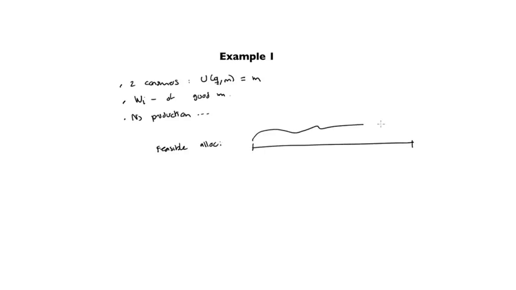This line has a length equal to the total endowment of good M, and an allocation is going to be a point that basically tells me how much consumer 1 gets and how much consumer 2 gets. And any point in this line is a feasible allocation. I hope that's obvious to you.